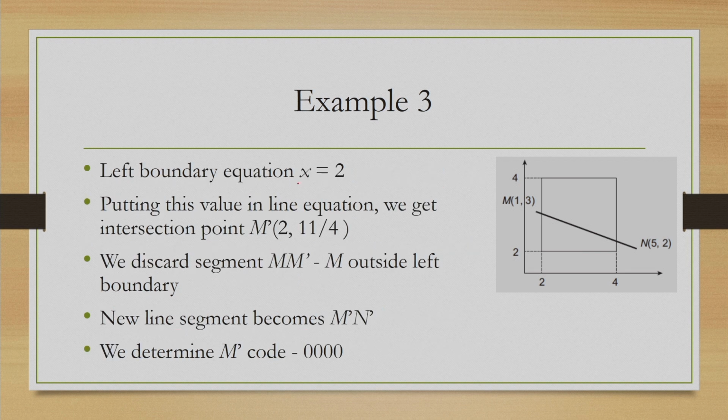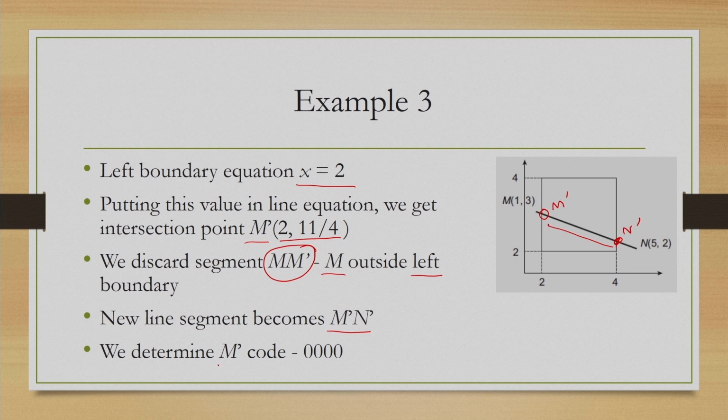Now, we know left boundary equation is x equals 2. We use this equation and the line equation to get the intersection point m dashed, which is 2 and 11 by 4 here. Now, the point m is outside the left boundary, that we already know, that means on the left side. So, we discard this segment m m dash, and the new line segment becomes m dash n dash between these 2 points. This is m dash and this one is n dash.